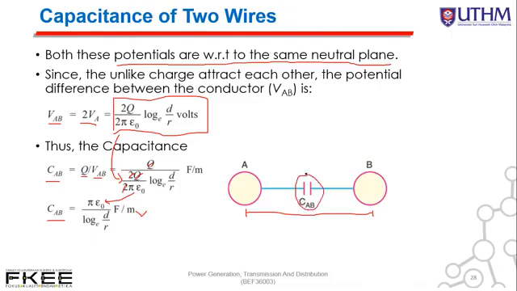Please be reminded that to calculate CAB, first you need to calculate the potential difference at point A and the potential difference at point B. So you will get VAB. Once you have VAB, then you can calculate CAB, the capacitance between wire A and wire B, using this formula.